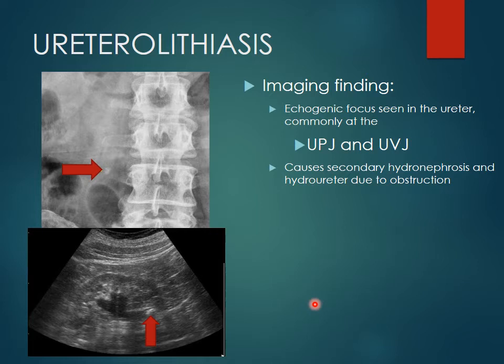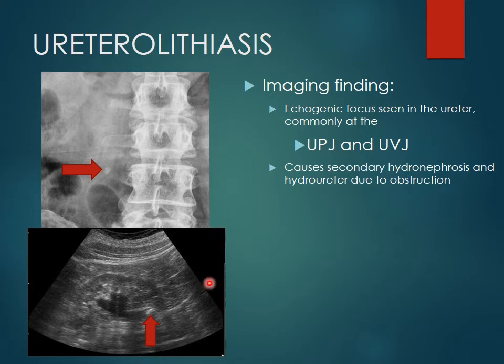The next type of lithiasis is ureterolithiasis or ureteral stone. On imaging, for X-ray, as shown in this image, there is a faint opacity located at the right paravertebral region at the lumbar level. This is the expected course for the ureter. Most ureteral stones are identified at the ureteropelvic junction and the ureterovesical junction.